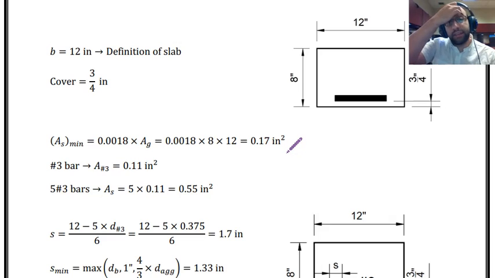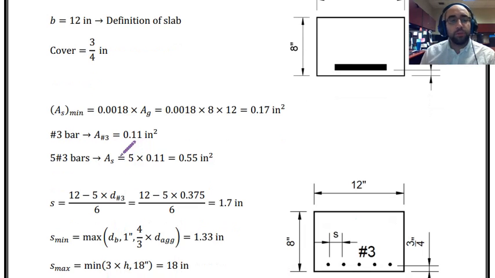If I look at that table that we had for the bar number, diameter, and cross-section area of the bars, I can see for number 3 bars, the area of number 3 is equal to 0.11. And I'm going to pick 5 number 3 bars. This is just a trial thing, maybe I need to consider lower or higher than this based on what we get at the end.